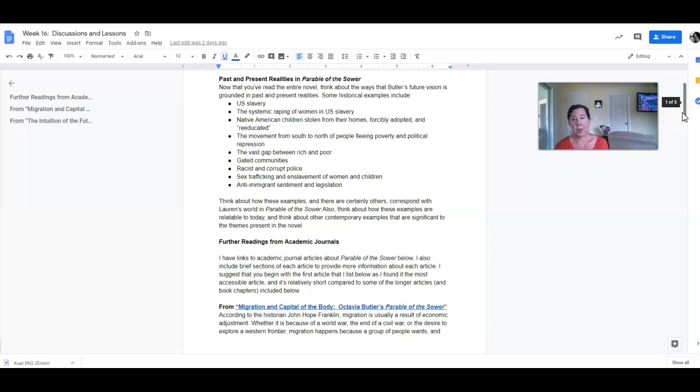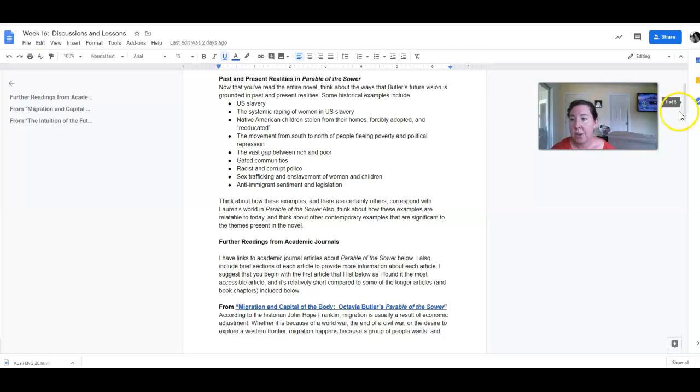And then also think about how these examples are relatable today, and any other contemporary examples that are significant to the themes that are present in this novel. So really just tying all of these ideas together, past and present, and in the context of how these themes apply to the characters within the novel, and then how they apply to our lives today.